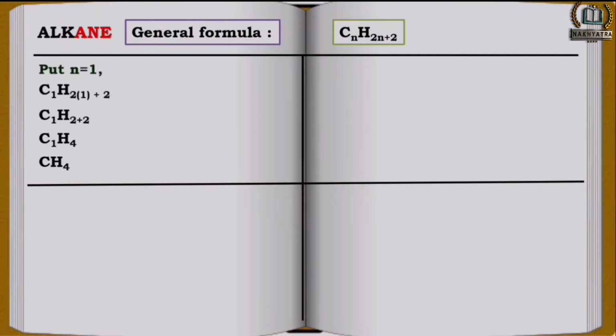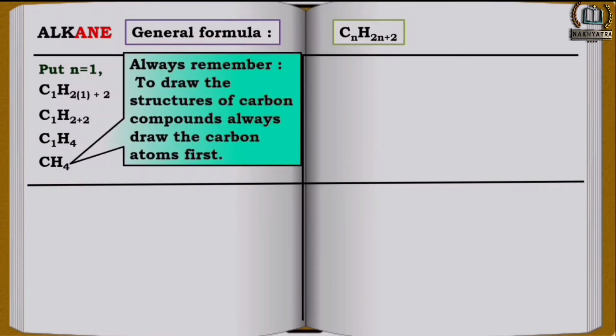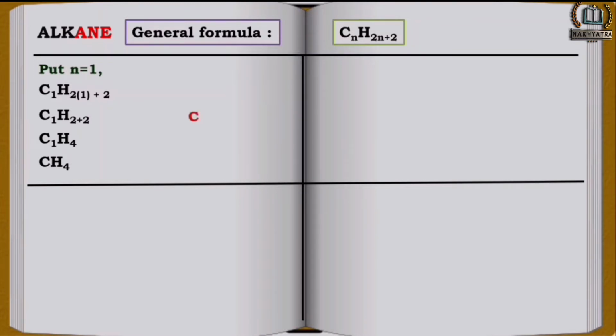Now see what happens if we put the value n equal to 1 in the formula. We will get CH4. So it is the molecular formula for methane. Now there is a small reminder: to draw the structures of carbon compounds, always draw the carbon atoms first. So see here, we have written the carbon atom first. So this is the structure for methane.